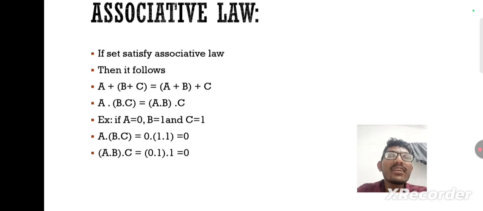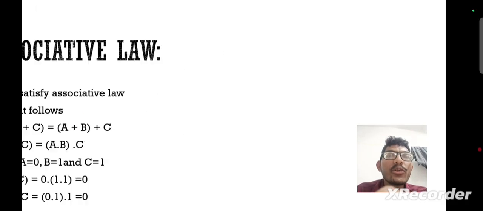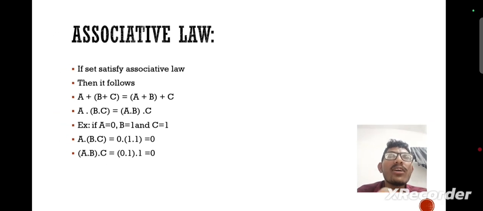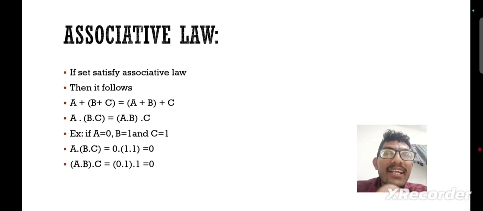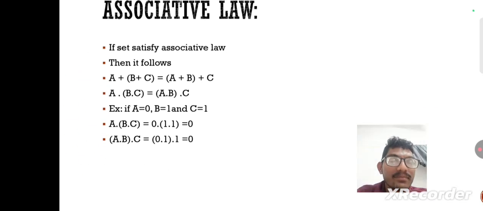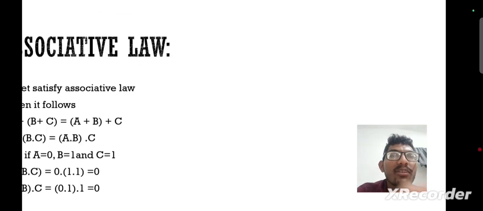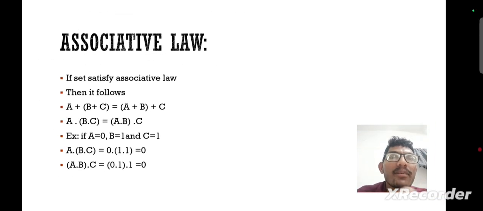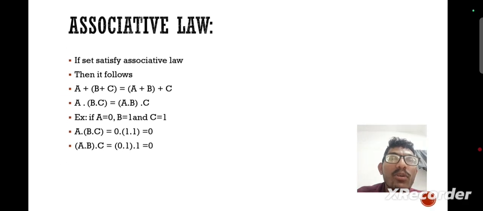First we have to check the LHS condition. For binary multiplication, A into (B into C). First we have to do multiplication on the inputs which are in the brackets, that is B into C, which is 1 into 1. Therefore we get true output 1. Then 0 into 1 equal to 0.